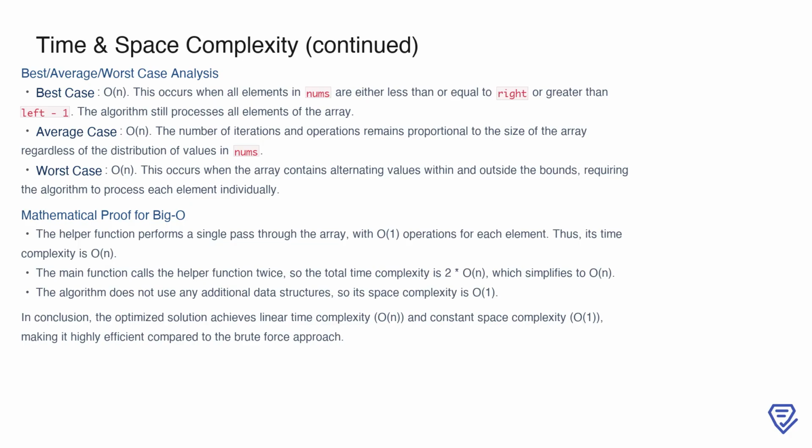Mathematically, since the helper function performs a single pass with O(1) operations per element, its complexity is n. The main function calls the helper function twice, adding up to 2n, which simplifies to n. Since no additional data structures are used, the space complexity stays at O(1). This linear time complexity and constant space usage make the solution a highly efficient alternative to the brute force method.